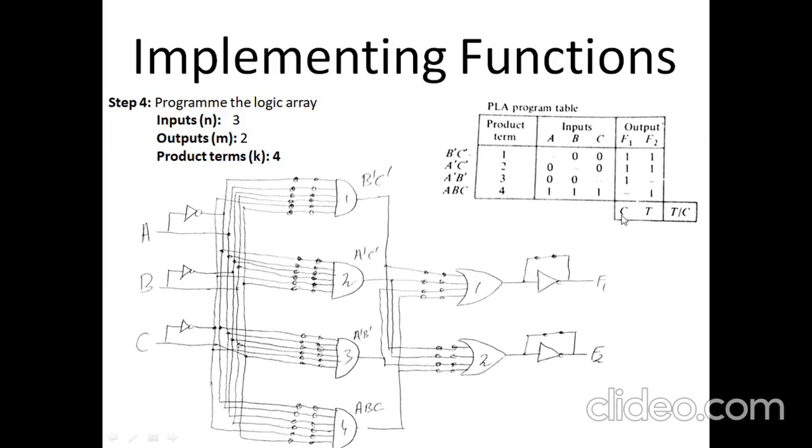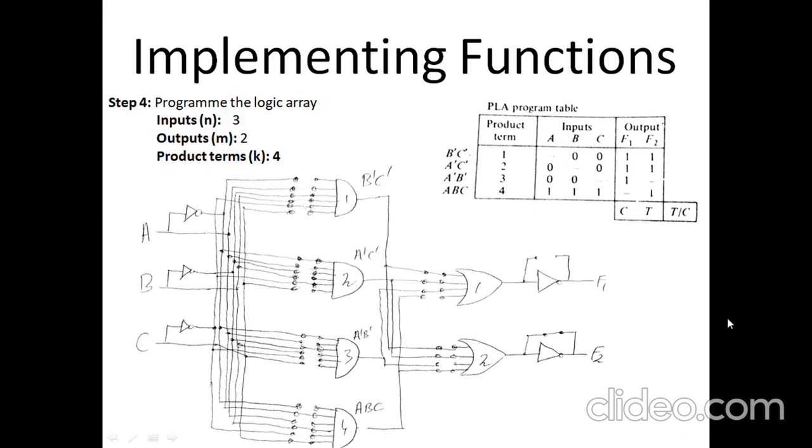After the programming, for example, if we look at the product term 1, we have to connect product term 1 or AND gate 1 to B prime and C prime and disconnect all other connections. And similarly, we have to connect product term 1 with sum term 1 and sum term 2, because this product term is part of the function f1 and f2. So to do this programming, at the end we would get a PLA like this.